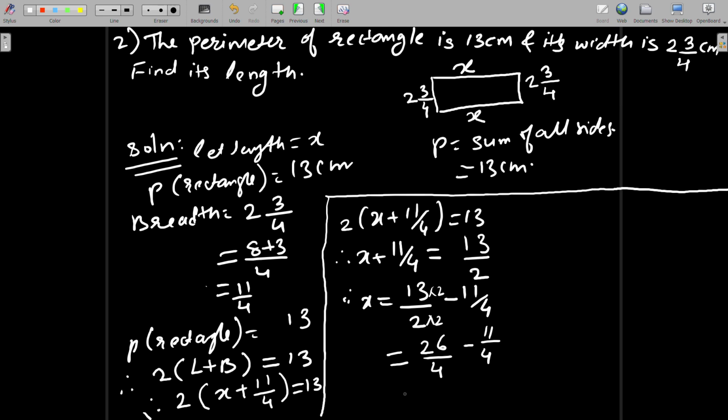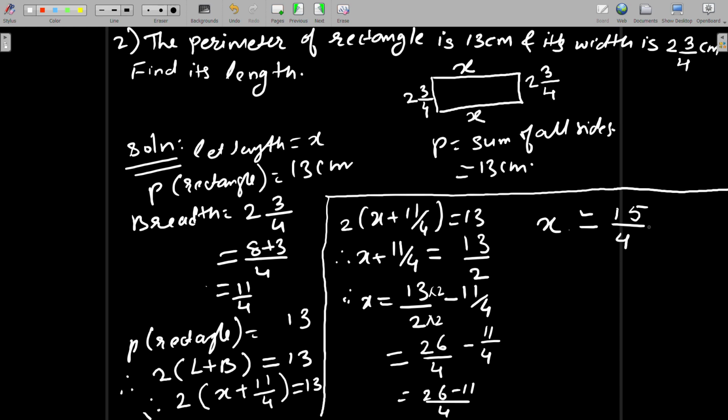So this will be how much? 26 minus 11 by 4. So what we get here is 26 minus 11, which is how much? 15, right? 15 by 4. So this is the final value of x. Okay, so x is equal to how much are you getting? It is 15 by 4.